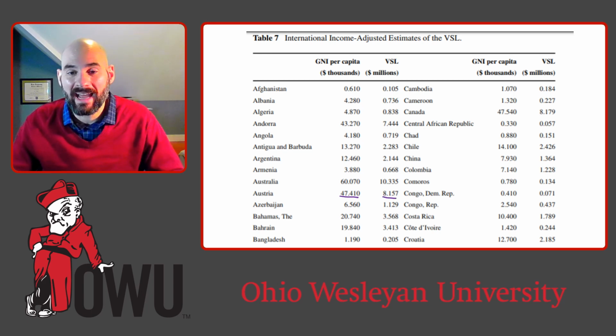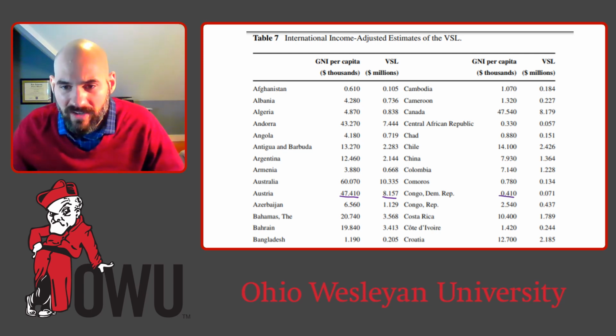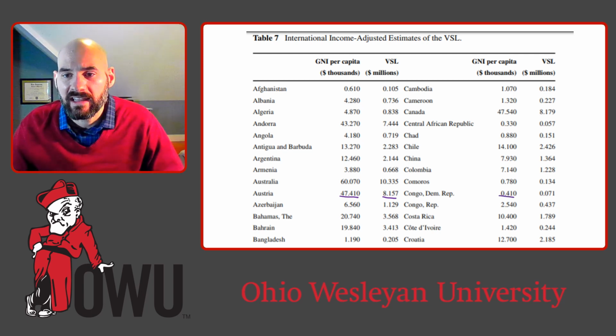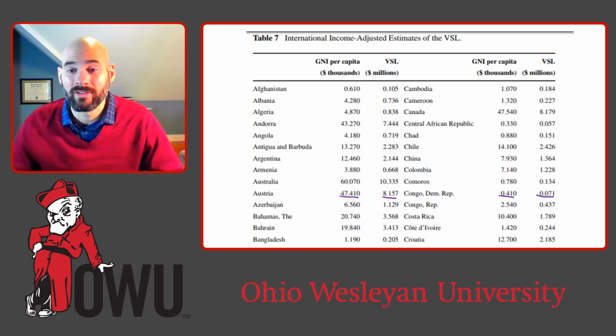However, if we look at the Democratic Republic of the Congo, where their average income is $400, it looks like, then the value of statistical life is... It's not 7 million, it's not 700,000, it's 70,000. And that is just absurdly low to think that we could place a value of human life to be less than, pretty close to what the average American household makes per year.